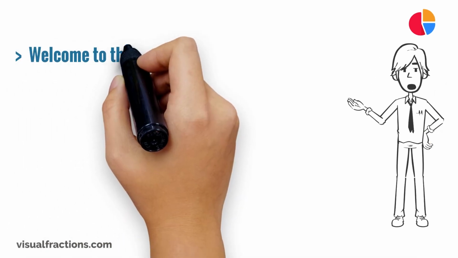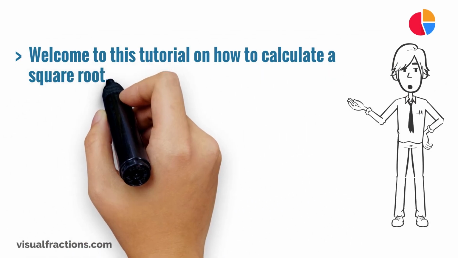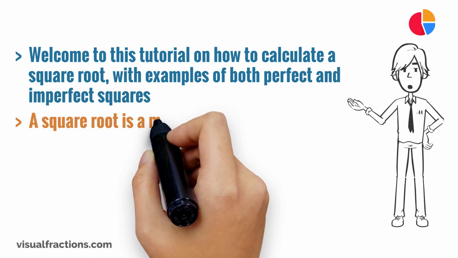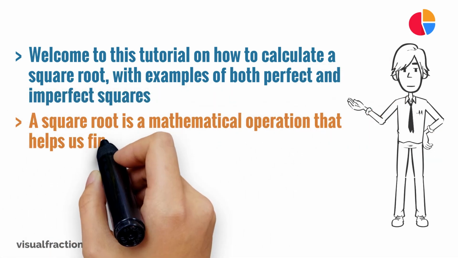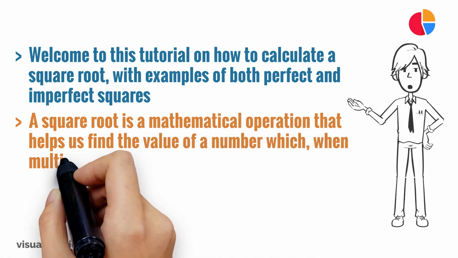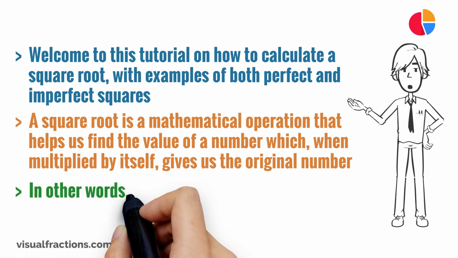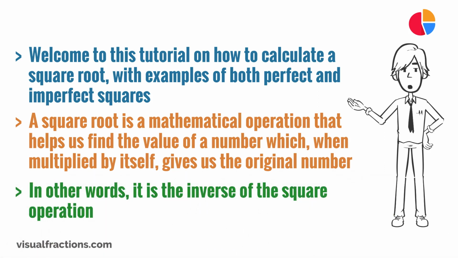Welcome to this tutorial on how to calculate a square root, with examples of both perfect and imperfect squares. A square root is a mathematical operation that helps us find the value of a number which, when multiplied by itself, gives us the original number. In other words, it is the inverse of the square operation.